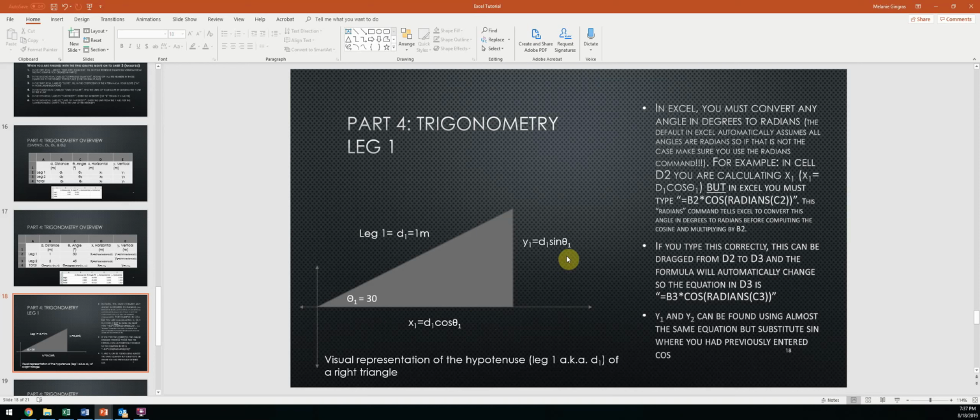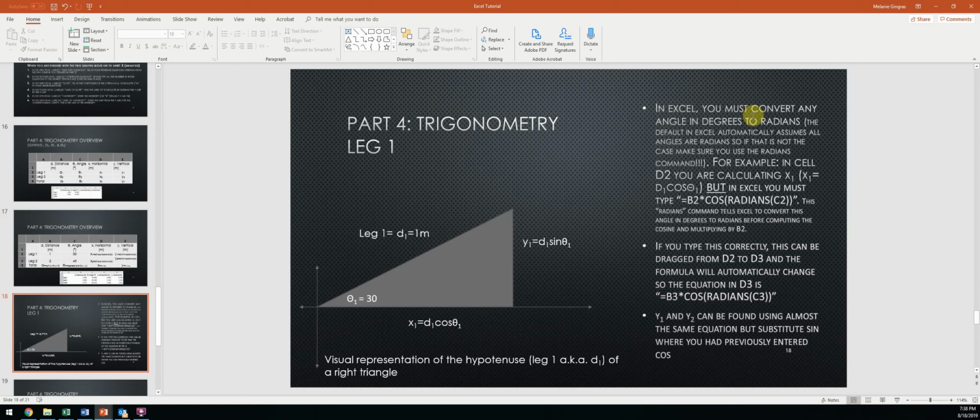This is not exactly how you'll type it into Excel. Why? I will tell you why. It is the one pet peeve that I have with Excel. In Excel, you must convert any angle in degrees to radians. Don't ask me why, but the default is not degrees. I think I speak for most people when I say that we think in degrees more than we think in radians, but whoever the programmers are who wrote Excel, they made radians the default.